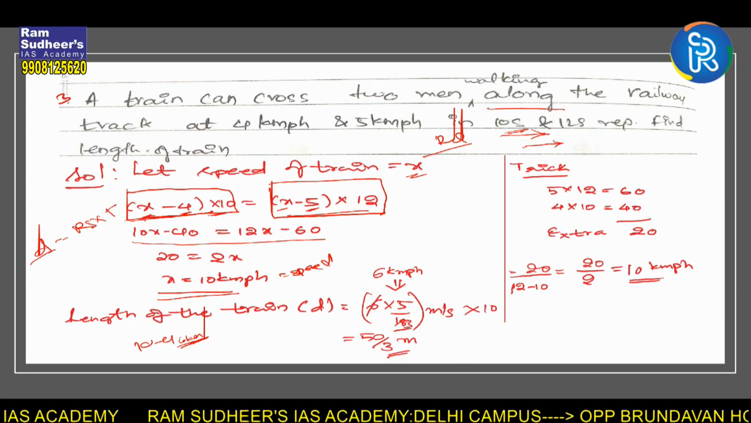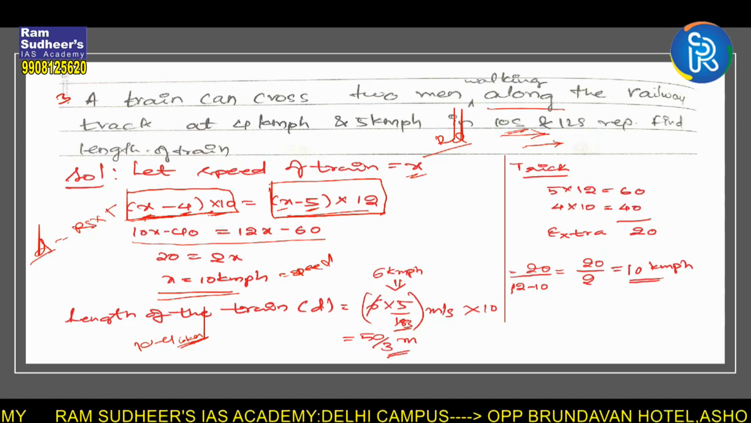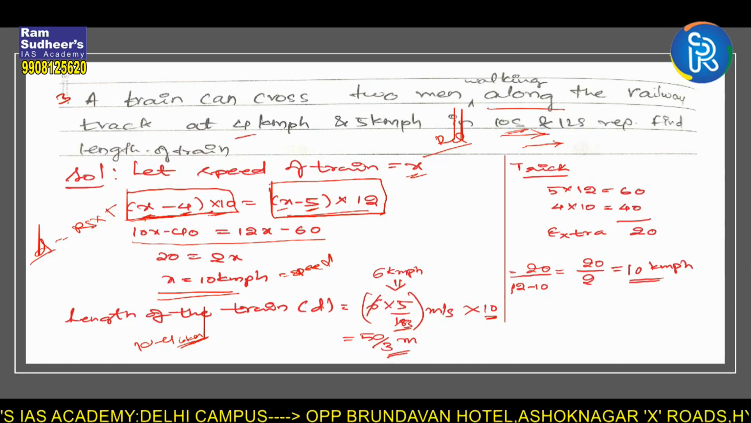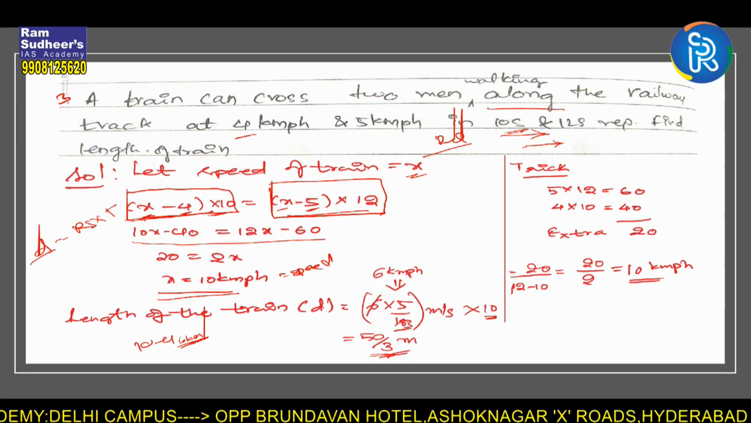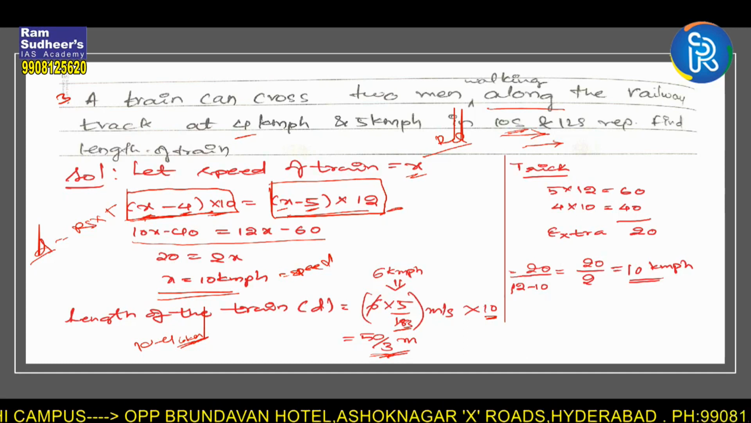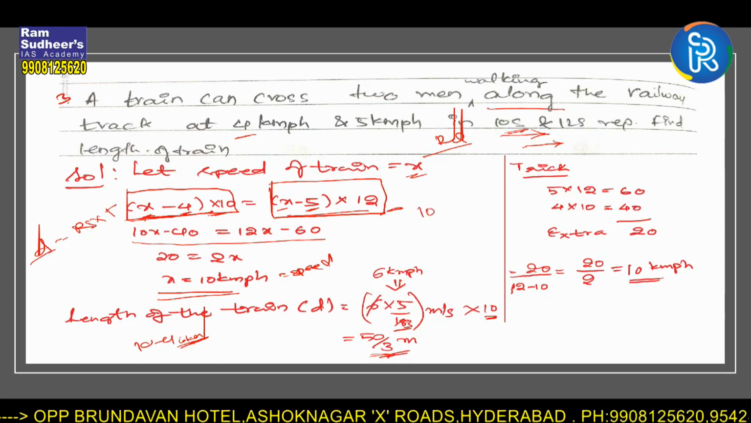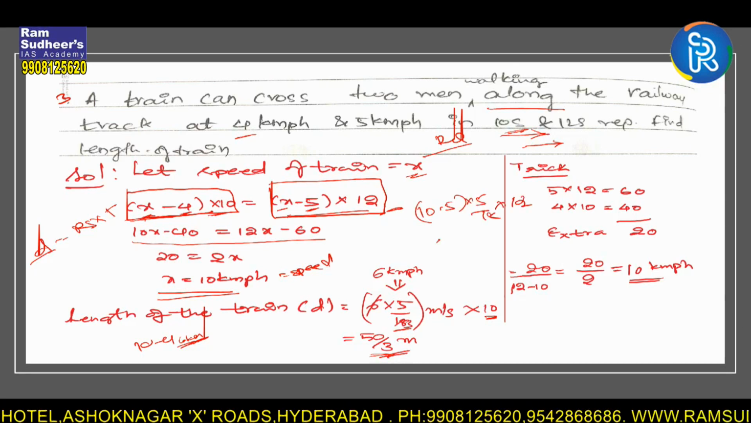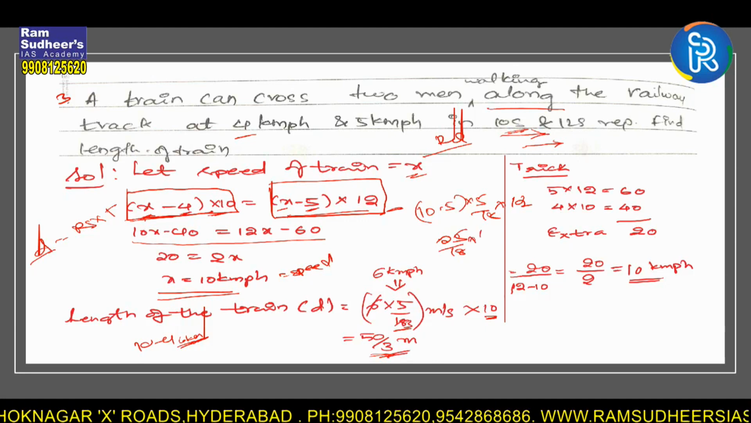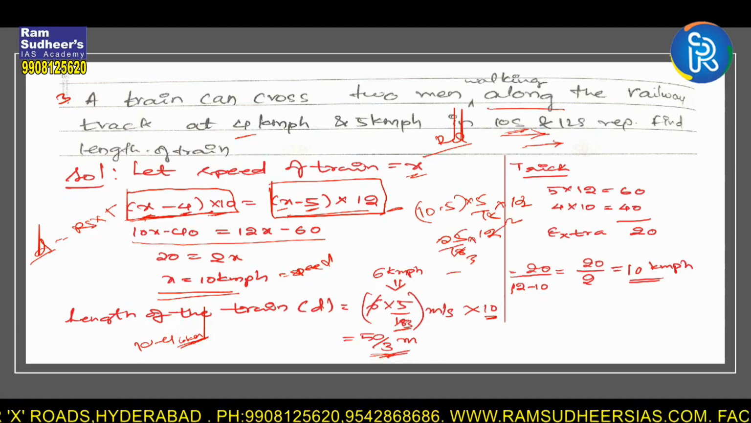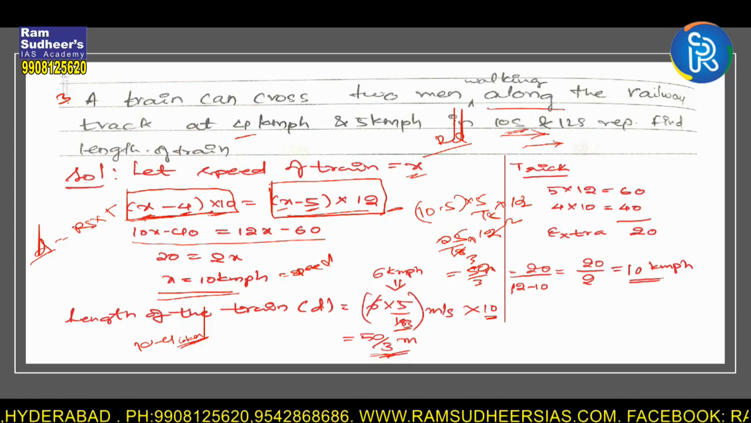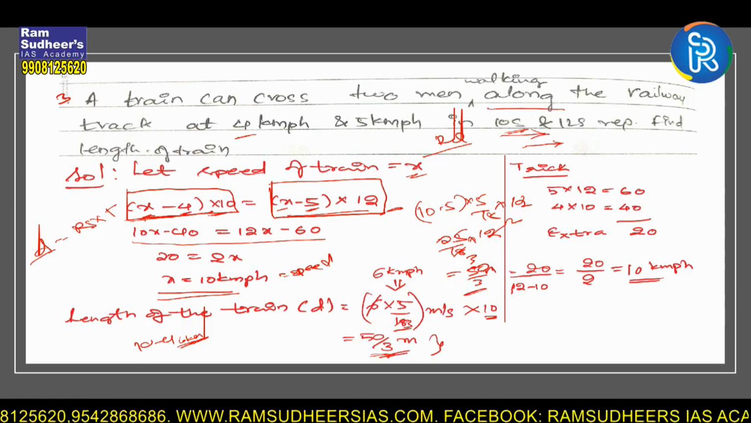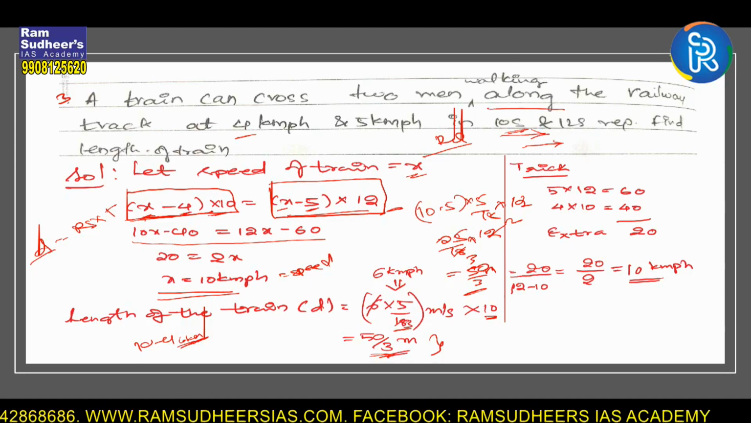Our answer would be 6 into 5 by 18 meters per second into 10. This is the time taken with respect to the first man, and therefore our length of the train would be 50 by 3 meters. If we also consider this equation with respect to the second man, our answer would be 10 minus 5 into 5 by 18 into 12, which would be 25 by 18 into 12. Our answer would be the same, 50 by 3 meters. Therefore, the answer is the same in both the cases. This is just a standard method of solving, and even this is not a big problem. This can be solved easily.